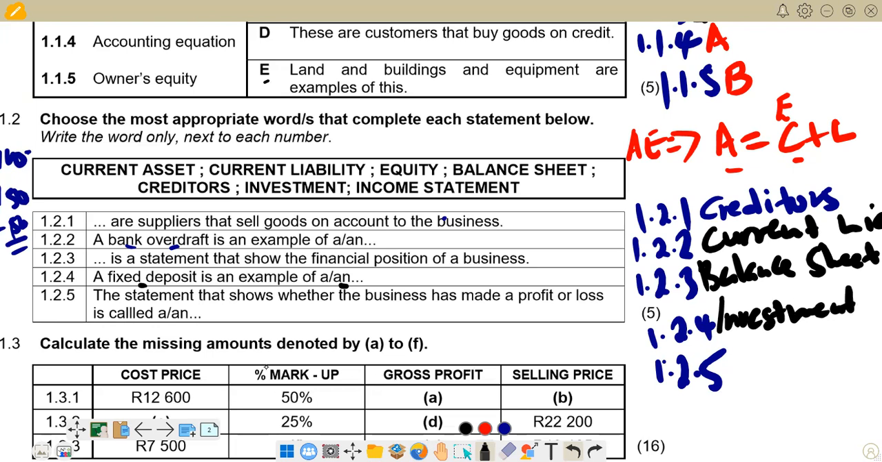Then on the last one, the statement that shows whether the business has made a profit or loss is called an income statement. An income statement is the one that tells us whether the business has made a profit or a loss. So here we have an income statement. So this is what we have in terms of 1.2. Then we can move on to the next one, which is 1.3.